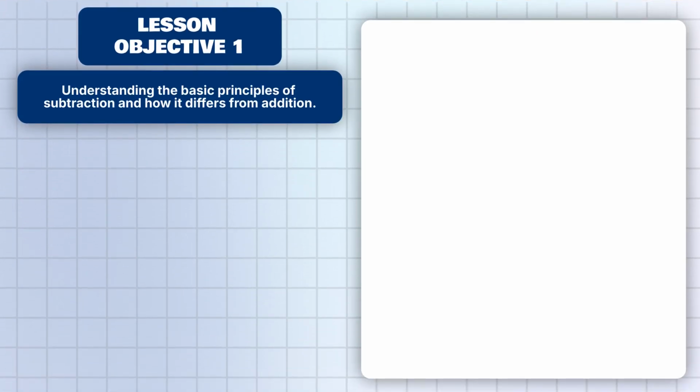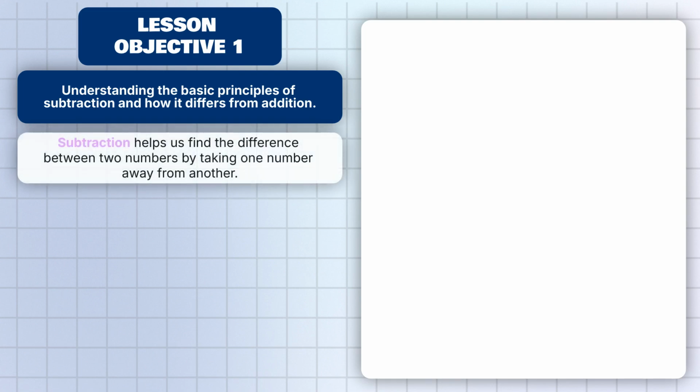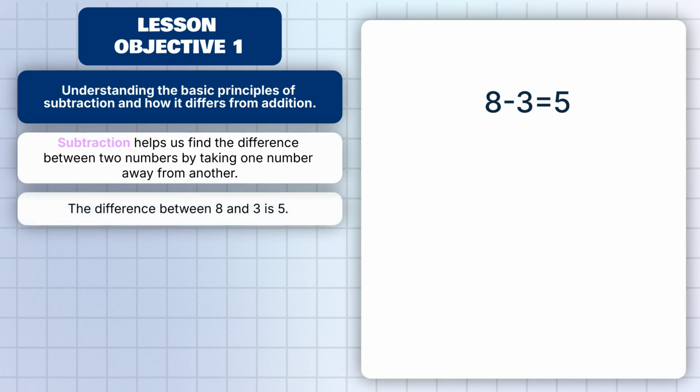So what is subtraction? Well, subtraction helps us find the difference between two numbers by taking one number away from another. This is useful when we want to determine how much more one number is compared to another. Let's start with an easy example. Say we have 8 minus 3 equals 5. Here, we have taken away 3 from 8 to get 5. The difference between 8 and 3 is 5.